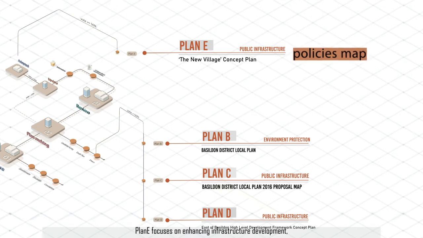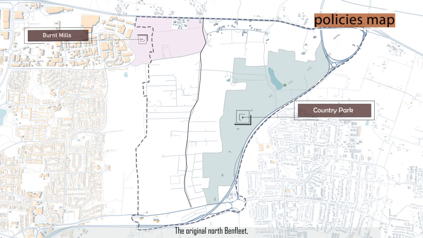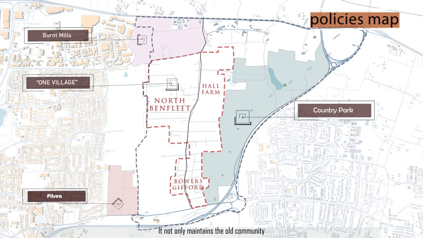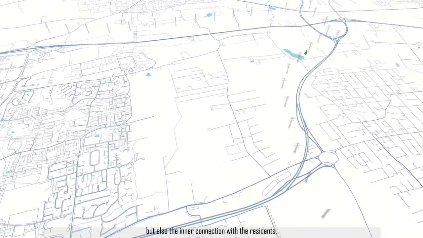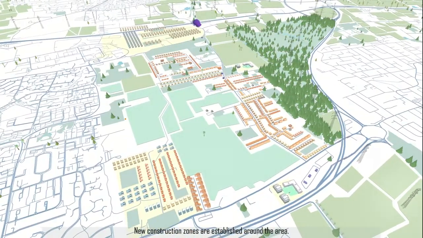Plan E focuses on improving infrastructure construction, especially large-scale green infrastructure. The original North Beamfleot, Bowers Gifford, and Health Farm form the one village. It not only maintains the old community, but also the inner connection with the residents. New construction zones are established around the area.